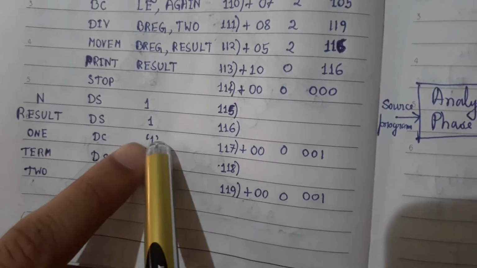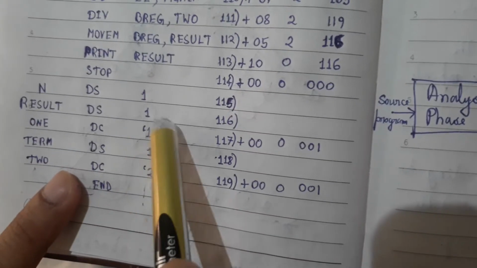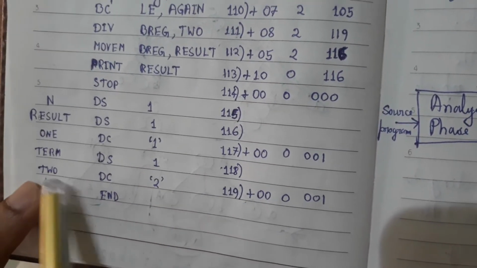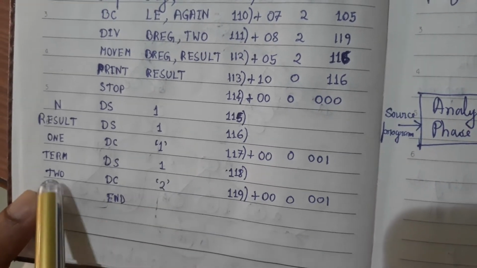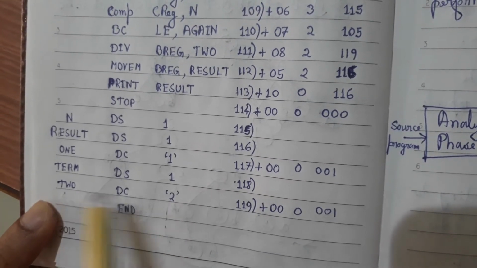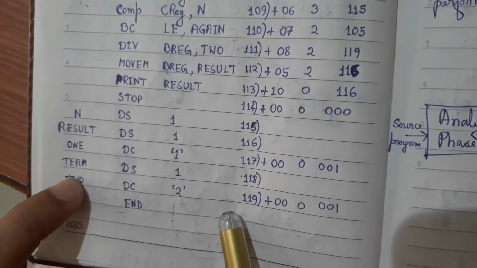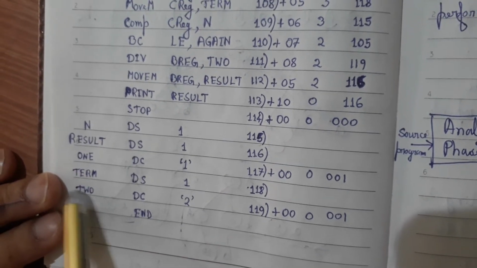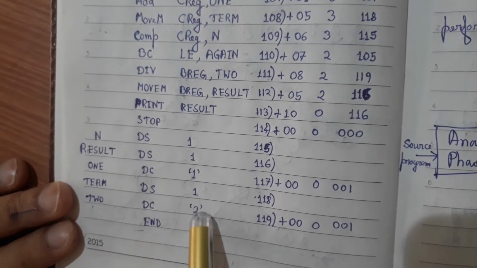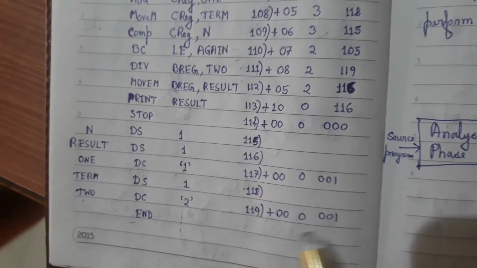So DC 1 is a constant, that is why it is written in single quotes. Again, one constant 2 has been declared, and the name of this constant is TWO. You can give any other name also. I can write Raz here, declare constant, say 7. Okay, so this is it.